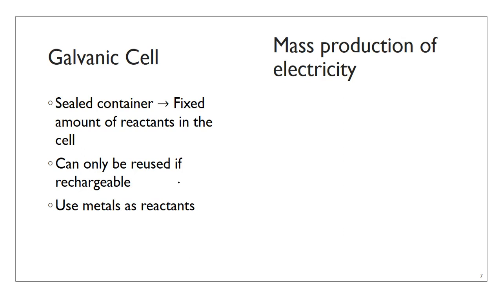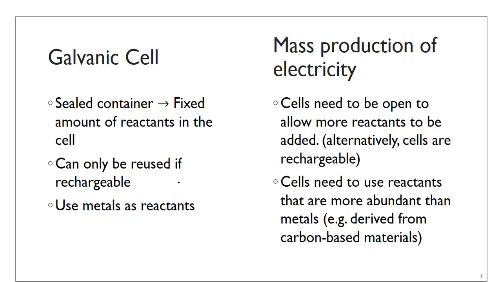And if you compare that to mass production of electricity, if you want to build a cell that's going to produce electricity all the time, it's not very efficient to have a sealed container and then you have to recharge the battery. You definitely want it to be at least rechargeable. But it's probably possible if you could make a cell that, instead of having a sealed container, is open, in the sense that when reactants run out, you can add more reactants in.